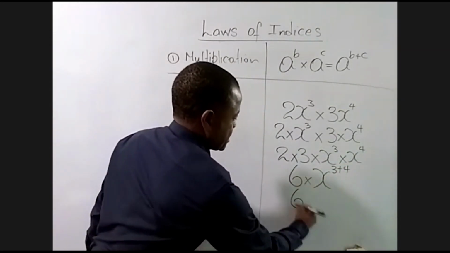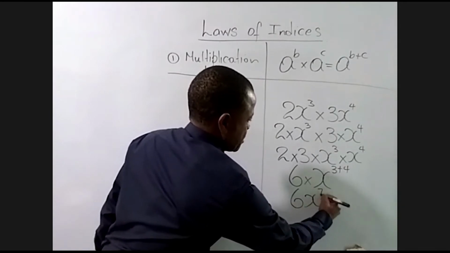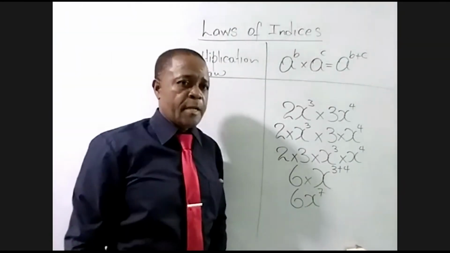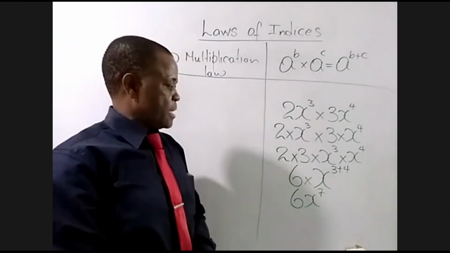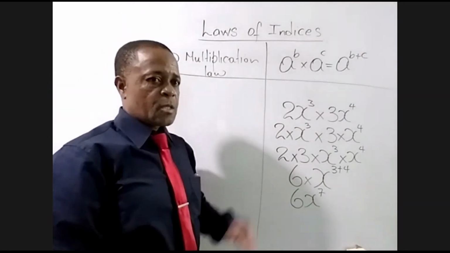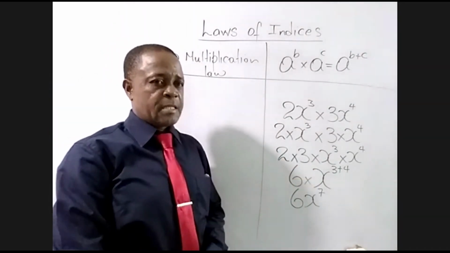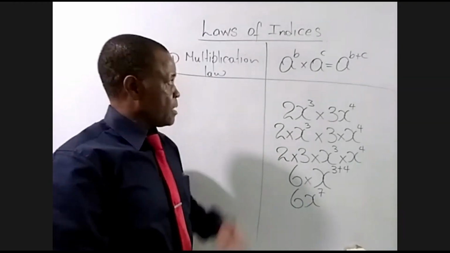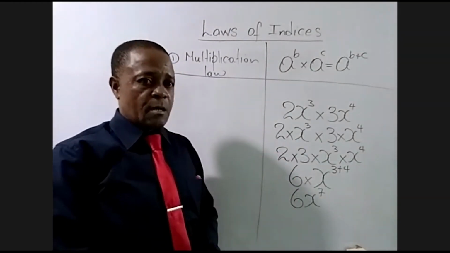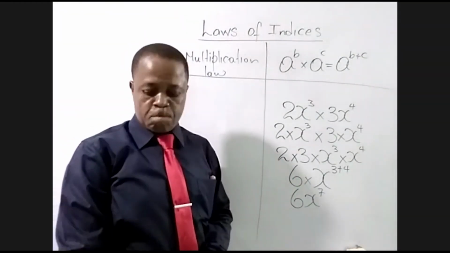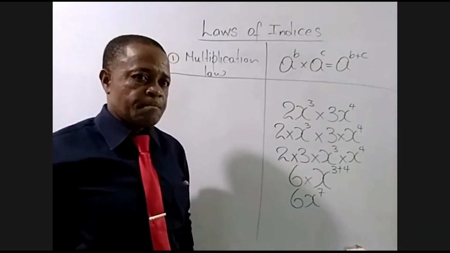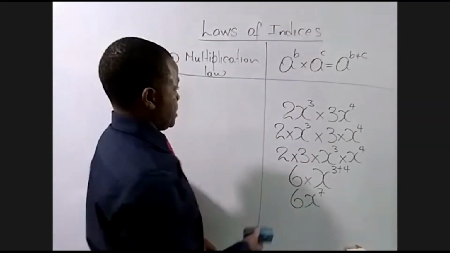So this now becomes 6x to the 7. All right, so that becomes 6x to the 7. So that's one example as it relates to the multiplication law of indices. All right, moving along.